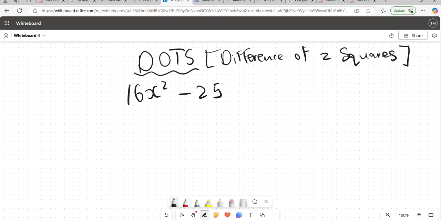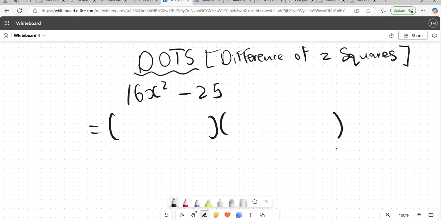So why do they call it difference of two squares? They call it difference of two squares because we're always going to have a square there that is subtracting another square there. So that's why it's called difference of two squares. That's one way you can try and rationalize or identify these. So now let's factorize it. How do you factorize a difference of two squares?